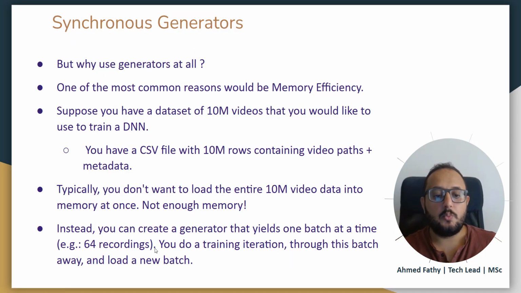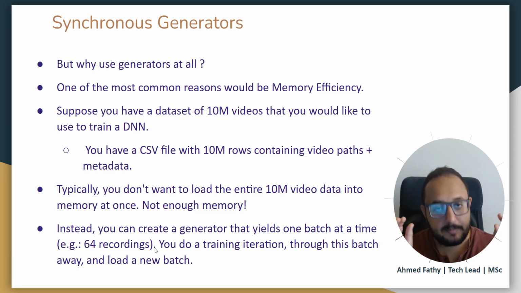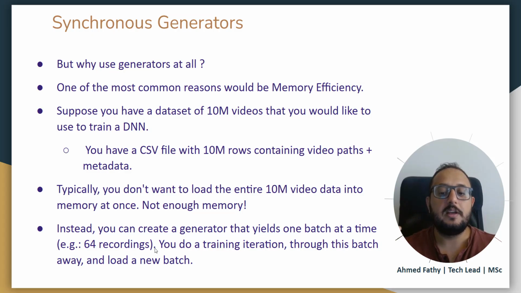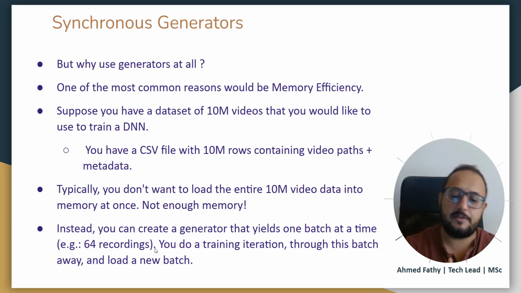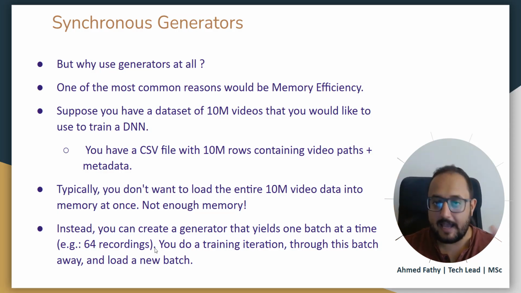So why use generators at all? There are multiple reasons, but one of the most common reasons, used all over the place, is memory efficiency. This is used a lot in deep learning. Suppose you have a data set of 10 million videos that you would like to use to train a deep neural network. You have, let's say, a CSV with 10 million rows containing video paths, some metadata, some labels and so on. Loading 10 million rows is not that bad. Those are just text rows, some paths, so this is not a huge memory.